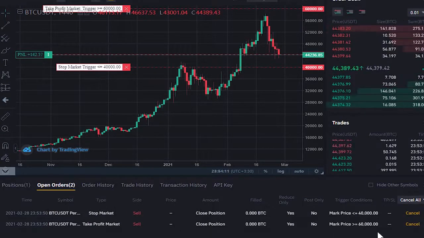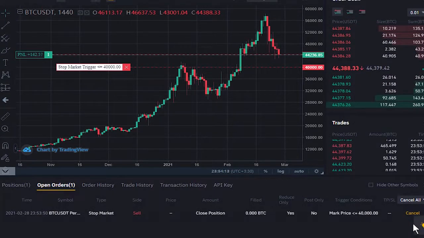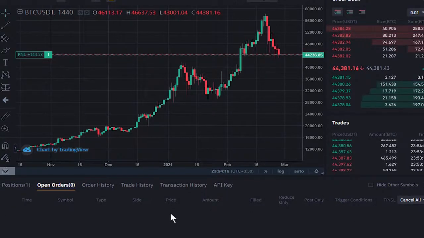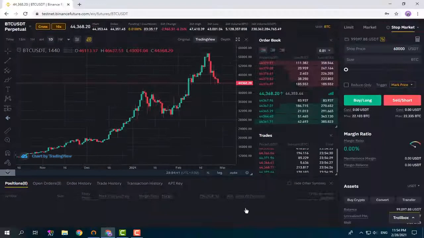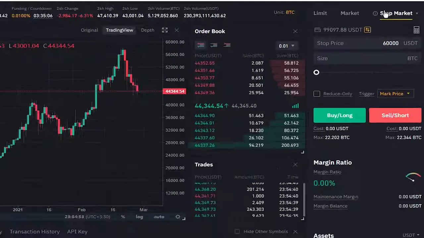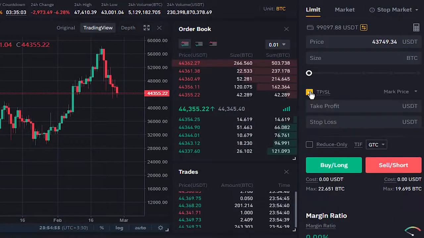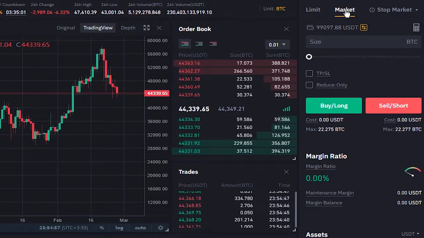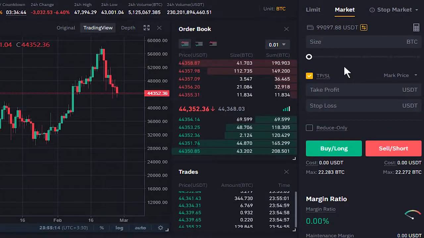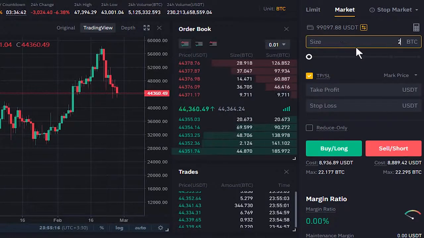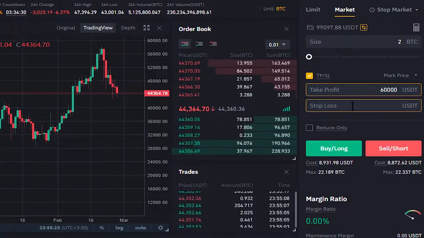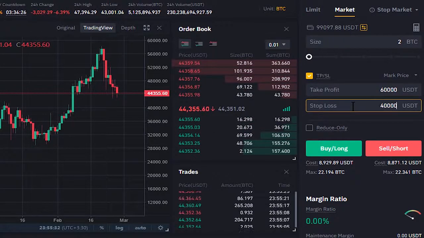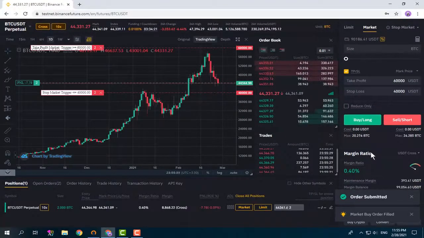Let me cancel them, also this one, and also let me close this position. And another way of placing stop loss and take profit orders is when you're placing a limit order here or placing a market order here. For example, we want to buy 2 Bitcoins. We set the take profit price to 60,000 and we set the stop loss price to 40,000. We click on buy, order submitted.